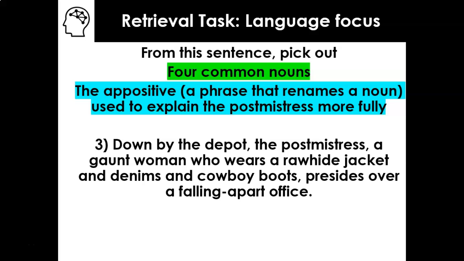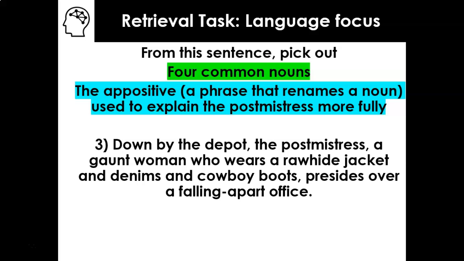If they're in that list, give them a tick. Now, what's the phrase that it says here renames the noun? In other words, it tells us more about the noun. It rephrases the idea of the postmistress. So the postmistress, and here it comes, comma, a gaunt woman who wears a rawhide jacket and denims and cowboy boots, comma, presides over a falling apart office. Now that is what we call a really expanded appositive. And we're going to look at those in more detail because they're really good techniques for expanding descriptive writing.